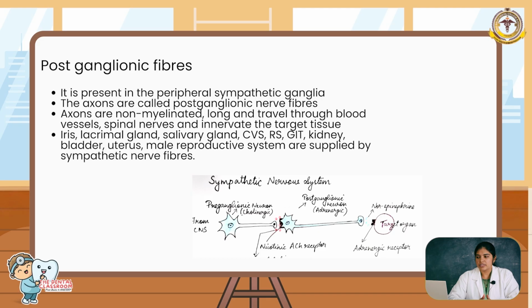So these axons are non-myelinated, they are very long and travel to the target organ through the blood vessels and spinal nerves and innervate the target tissue. So these postganglionic fibers will supply the eye, salivary glands, cardiovascular system, respiratory, gastrointestinal system, kidney, bladder, ureters, and male and female reproductive systems.